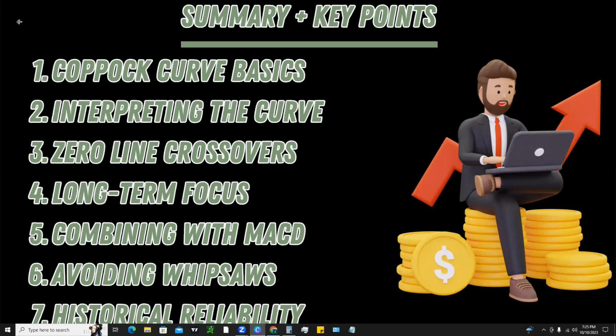We're going to talk about the Coppock curve. Now, this has grown to become one of my favorite indicators. We're going to go over why that is.